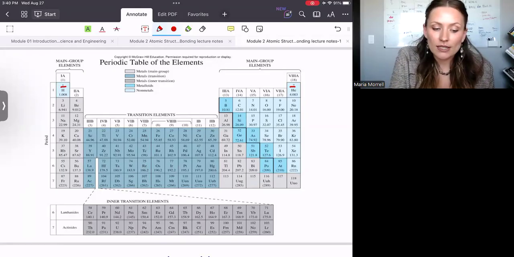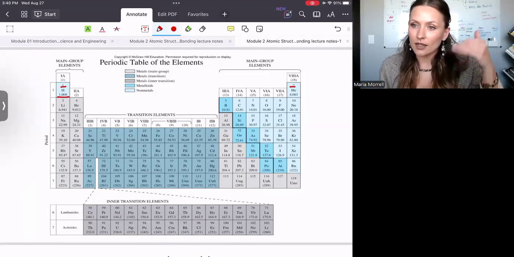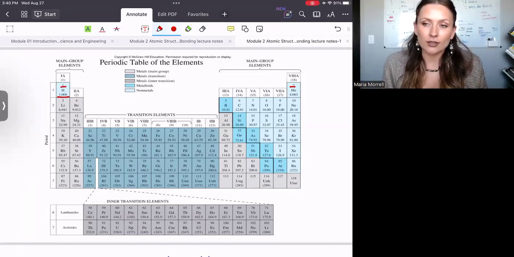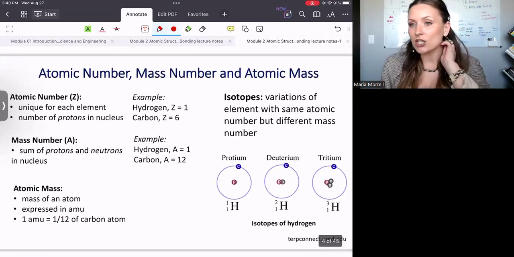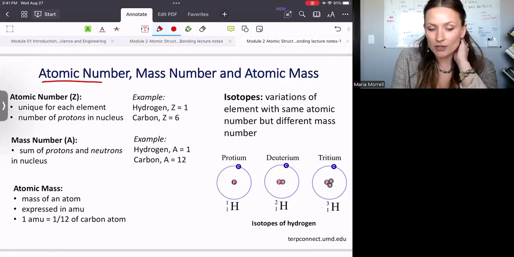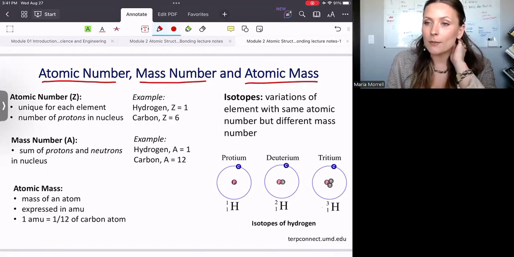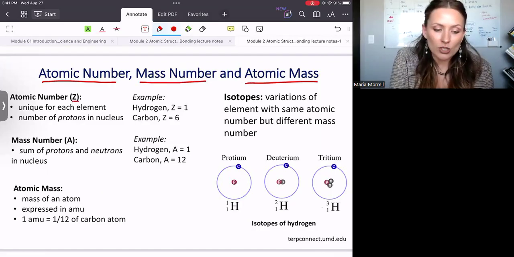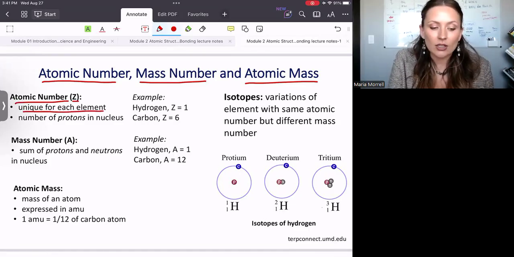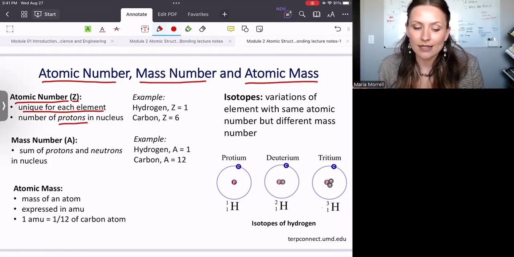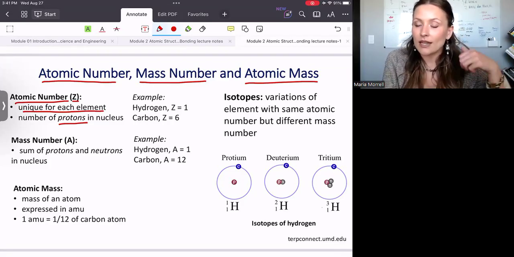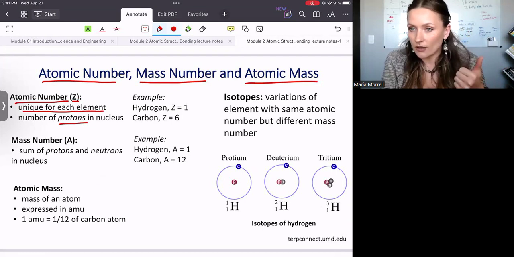Now, you also know that there is another number at the bottom of the element that also means something. So why don't we look at those numbers? For each element, you usually know the atomic number, mass number, and atomic mass. Atomic number, which is the letter Z, is unique for each element, and it defines the number of protons in the nucleus. Once again, the Z value, the atomic number, is unique for every single element, and it defines the number of protons in the nucleus.